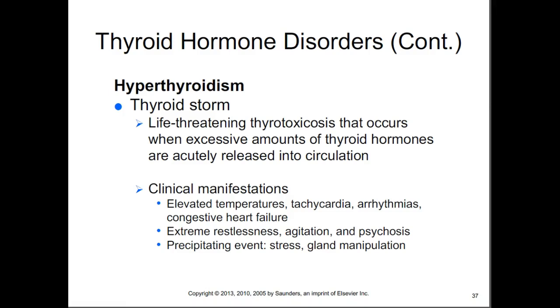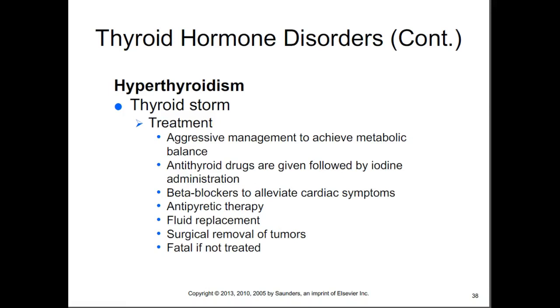So thyroid storm is something that can happen with people, especially with Graves' disease, but it can also happen without diagnosed Graves' disease. It's a life-threatening thyrotoxicosis that occurs when excessive amounts of thyroid hormones are released into circulation. You might see clinical manifestations including elevated temperature, tachycardia, arrhythmia, and congestive heart failure, extreme restlessness, agitation, psychosis, and it could even be stress or gland manipulation as the precipitating event for the thyroid storm. Right? So you have to have aggressive treatment to achieve a metabolic balance, and antithyroid drugs are given, followed by iodine administration. And then beta blockers to alleviate any cardiac symptoms, antipyretic therapy, fluid replacements, surgical removal of the tumor, and it is fatal if it is not treated. So this is something that you might definitely see in an emergency room.